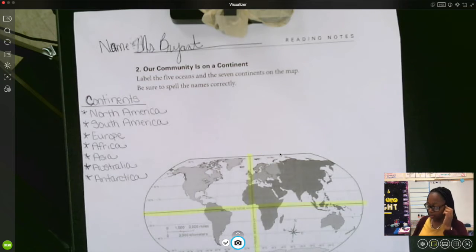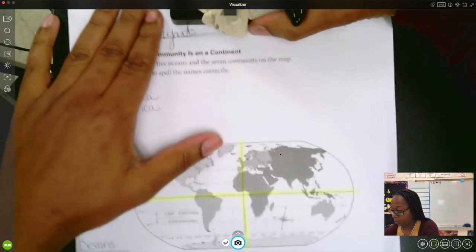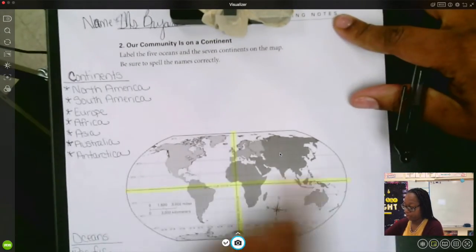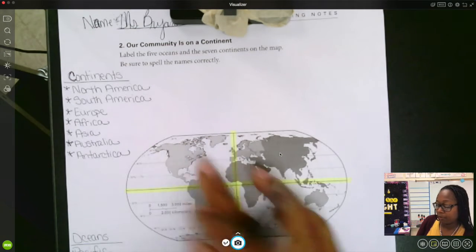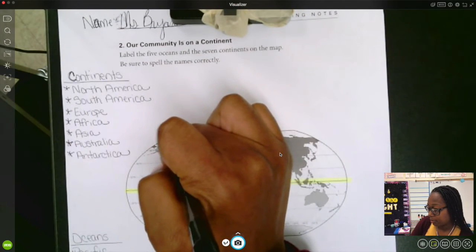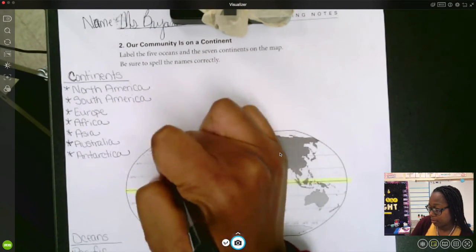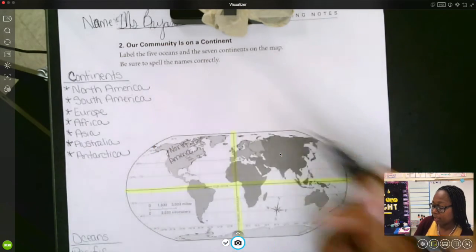Okay, so if you see the yellow highlighted areas going down, that is the prime meridian. And as you go across like a belt, this is the equator here. You don't have to highlight it on your paper. I just did it to remind you guys since that was yesterday's lesson. So the top gray area right here, we will label that North America. And I wrote them on the side to help you guys spell them correctly and so that you can see them.